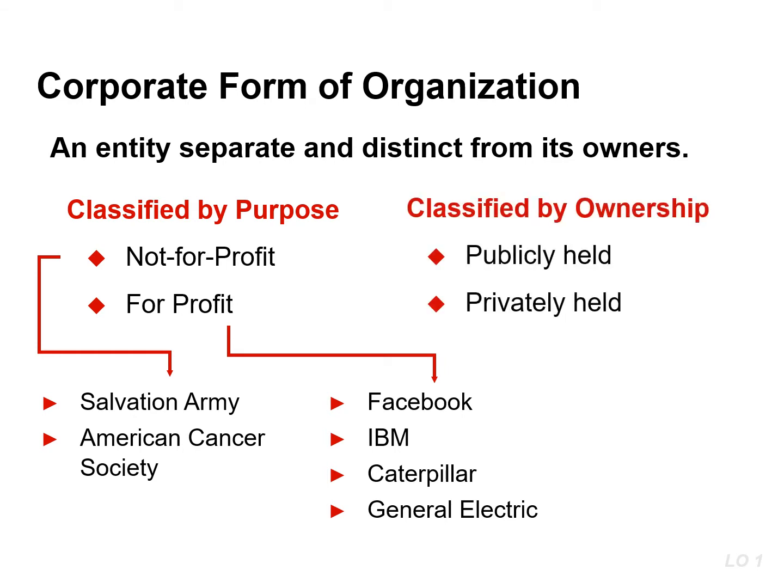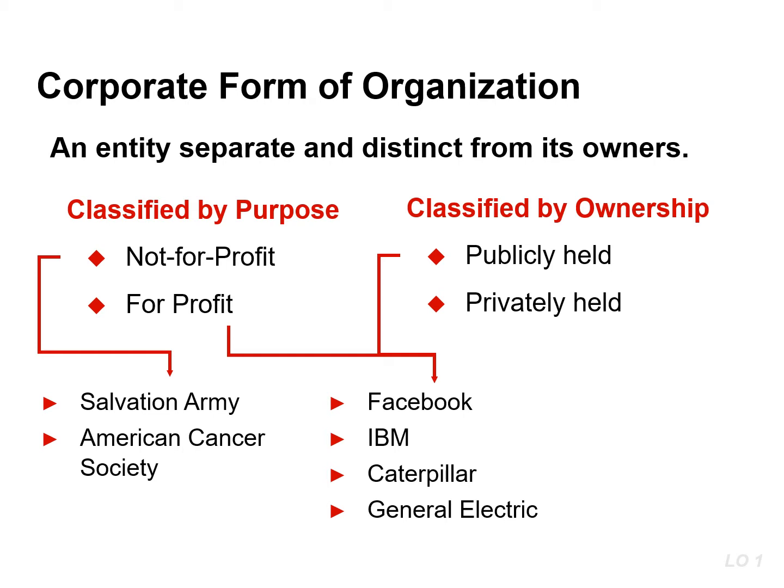Classification by ownership differentiates publicly held and privately held corporations. A publicly held corporation may have thousands of stockholders, and its stock is traded on a national securities market, such as the New York Stock Exchange. Examples are IBM and Caterpillar.